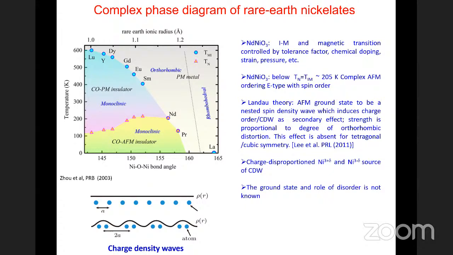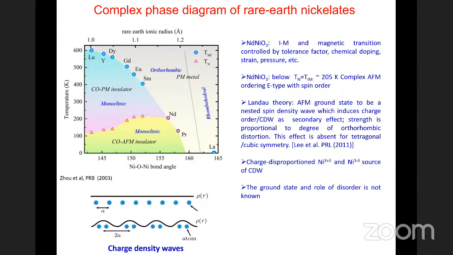And this charge density wave, CDW, the strength of the CDW is proportional to the degree of orthorhombic distortion. Which means that it has structural constraints. If we could show this CDW existing in the orthorhombic distorted systems, that means this theory is correct. And on the other hand, if we could produce samples which are not orthorhombic and we show the absence of this CDW in those systems, then this theory is correct.